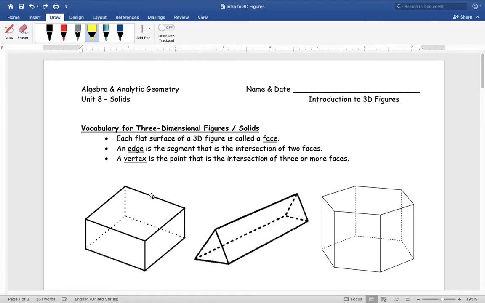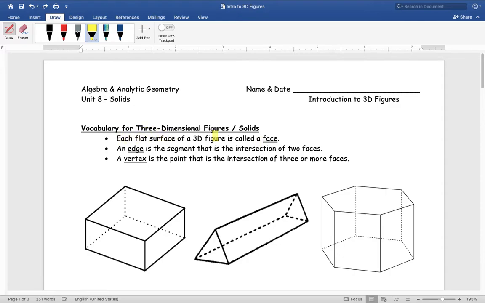So, I know that you've seen a lot of these kinds of shapes before, maybe some of these words we've used already, but I do want to just make sure that we're very clear on what we're saying. So we're going to start with our vocabulary before we even describe what kind of shapes these are.